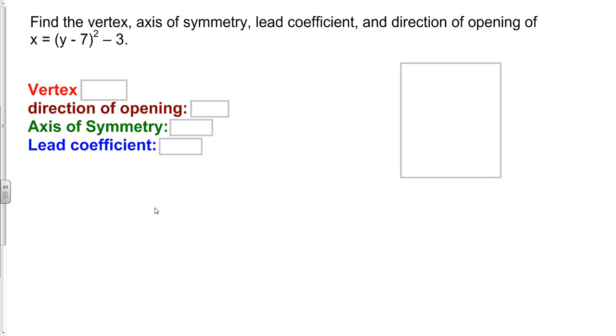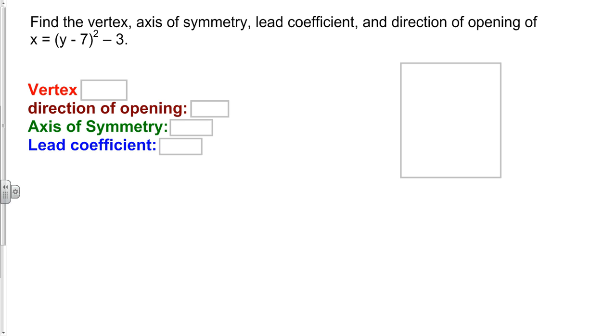Now we're going to find the vertex, axis of symmetry, lead coefficient, and direction of opening of a parabola that is defined for x. In this case, x equals (y minus 7) squared minus 3. To start out, we're going to find the vertex. Since it's in vertex form, the heavy lifting has already been done for us.